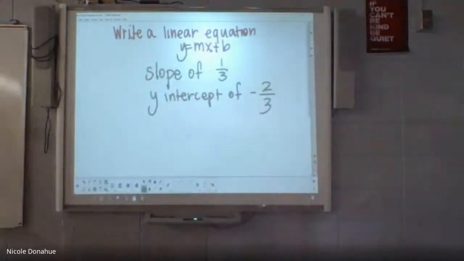Slope of 1/3, y-intercept of negative 2/3. Yep. You can have the plus and negative or just the negative, those are good. Good work. Don't forget your x. Again, I know it seems annoying, the x thing, but don't forget it.